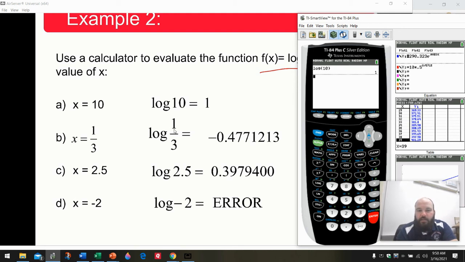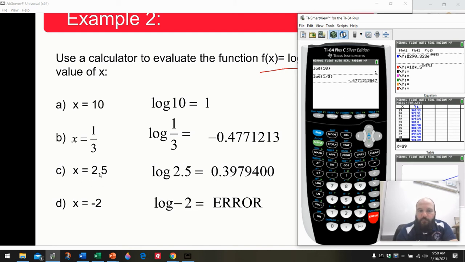Now, if I want to take log of 1/3, you must use parentheses when you have the 1/3. If you don't, it will only take the log of 1 and then divide that answer by 3. So you need to do log of 1 divided by 3. And you can see I get negative 0.477.